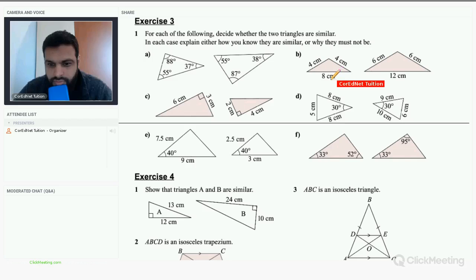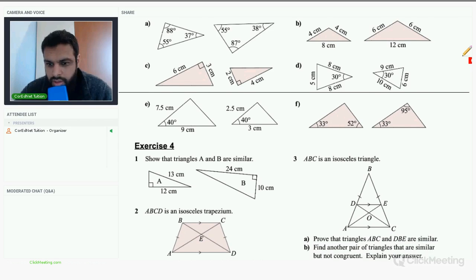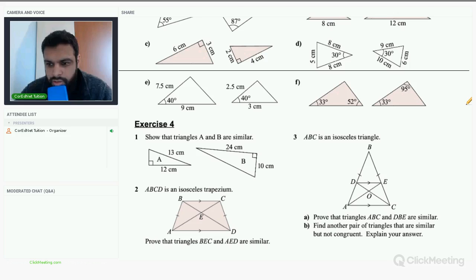Right, okay, so just careful about that. How about D? Are these the same?